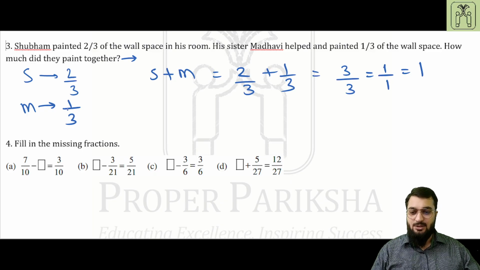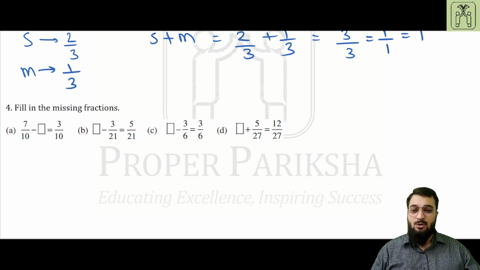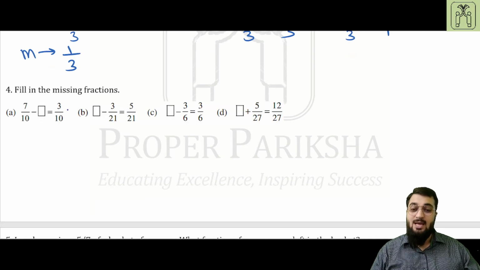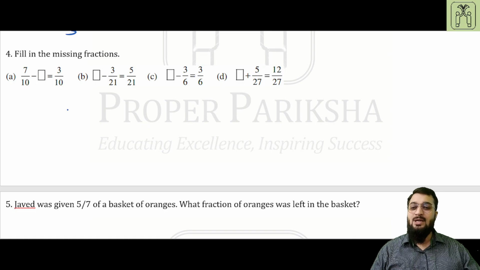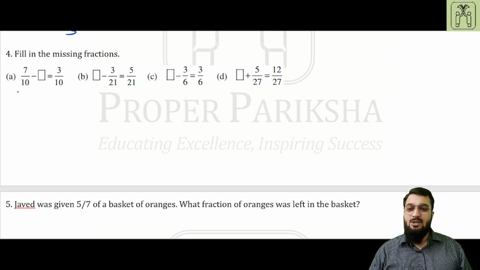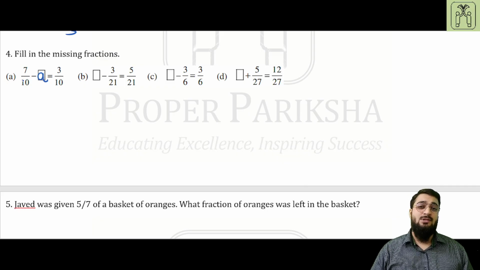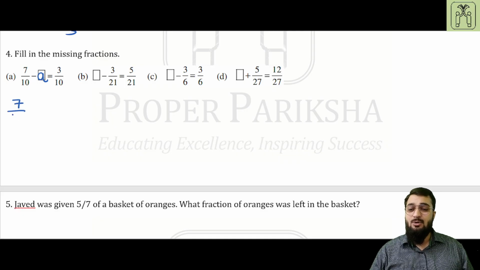Question number 4. Fill in the missing fractions. So we have been given a blank or a box in front of every part, and that box is to be filled depending upon the answer that is given after the equals sign and the number which is on the LHS, or the left hand side. 7 upon 10 minus, so we'll just take the unknown as A. As we have solved such type of questions in our previous video, we'll just put 7 upon 10, follow closely, 7 upon 10 minus A is equal to 3 upon 10.